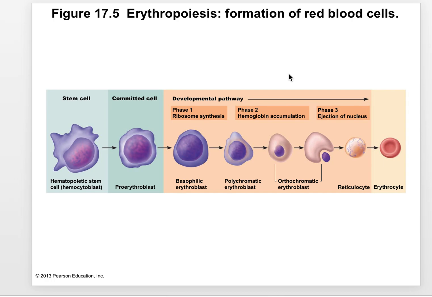This is the stages from a stem cell, the hematopoietic stem cell, to the final product of erythrocyte. Notice that the next step before it is a mature erythrocyte is a reticulocyte. That's an immature form of the red blood cell, the reticulocyte.